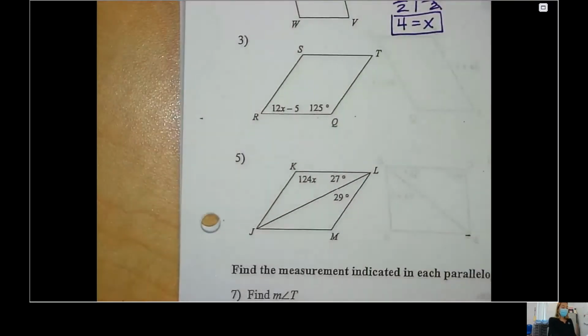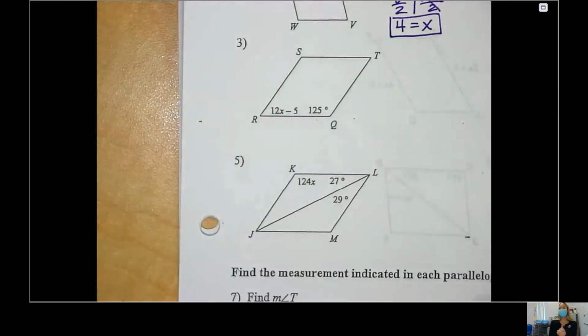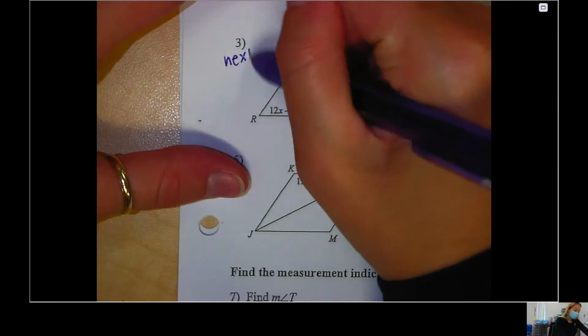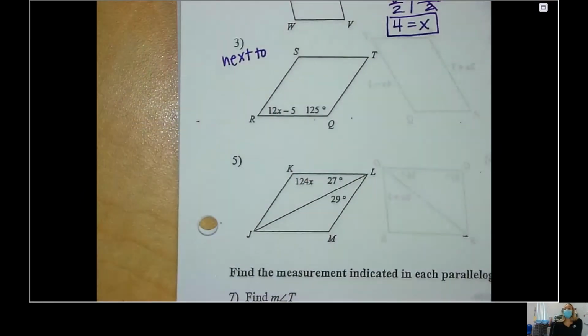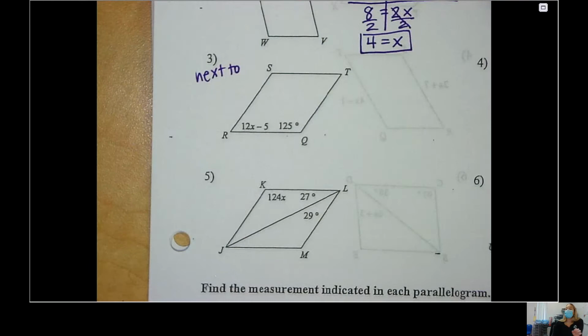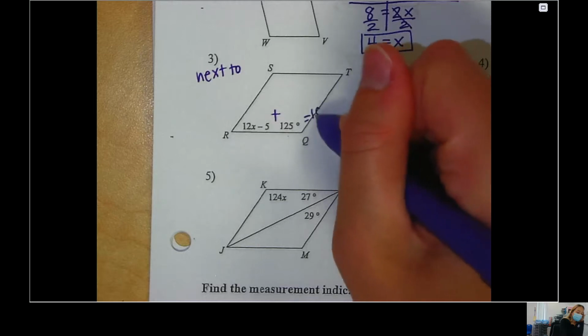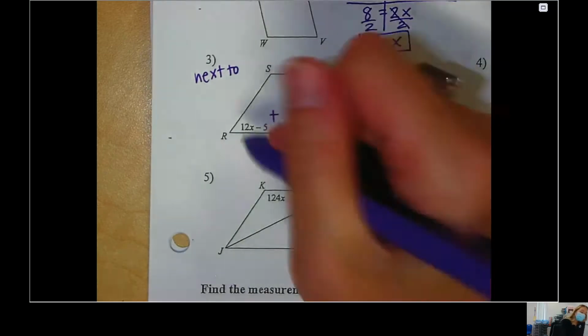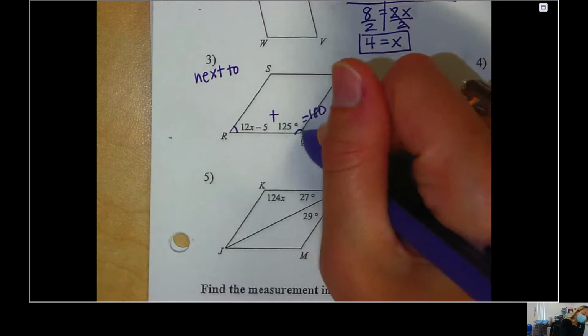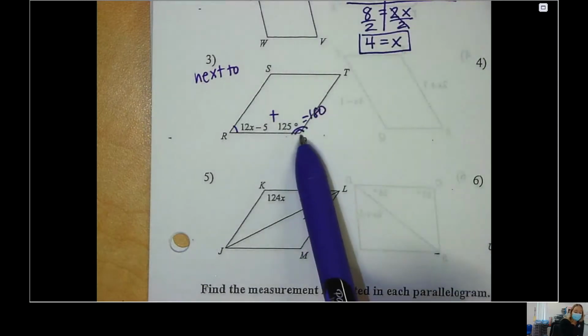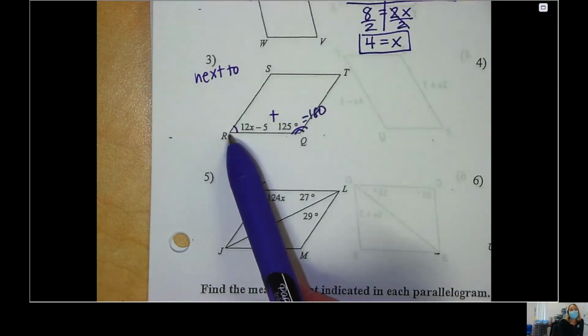All right. I lied. I'm going to do 3 and 5 with you, and then you're going to do 4 and 6. Number 3. Now, what do you notice about these two angles? They are next to each other. So if they are next to each other, they are consecutive. What does that mean about the two of them? Good. They add up to 180 degrees because they are not the same, right? And you can just look at the picture and see that angle Q is definitely a lot bigger than angle R. They're not the same.